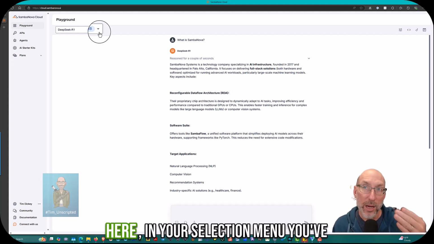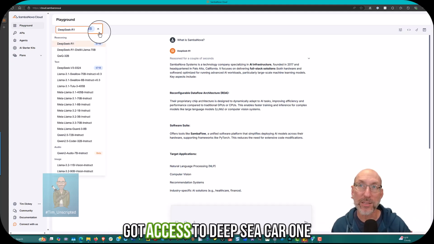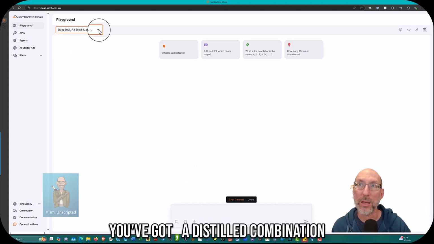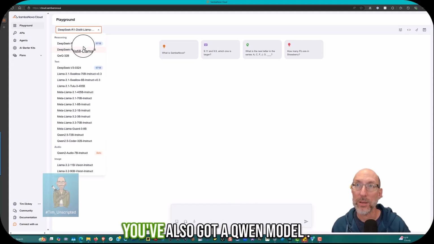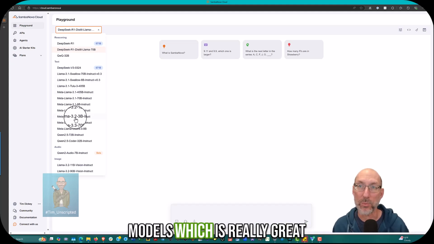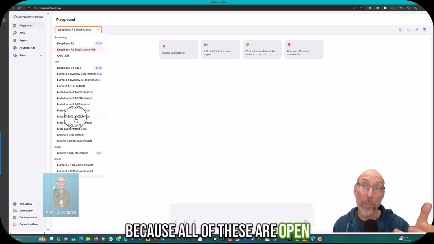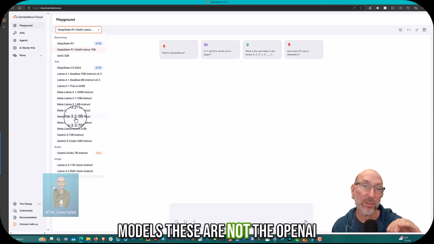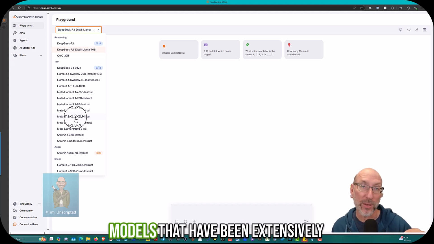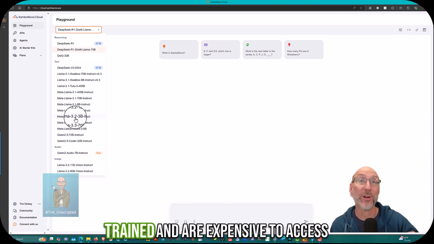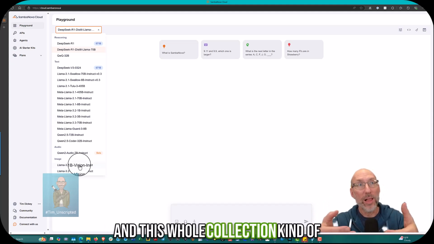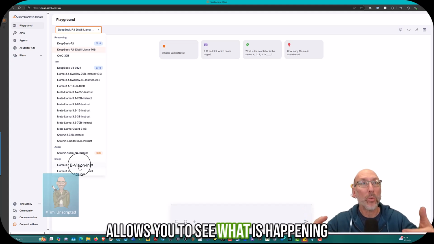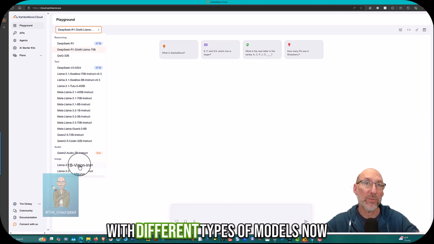So here in your selection menu, you've got access to DeepSeek R1. You've got a distilled combination of DeepSeek as well as Llama. You've also got a Qwen model. You've got a handful of Llama models, which is really great because all of these are open models. These are not proprietary models. These are not the OpenAI models that have been expensively trained and are expensive to access. And this whole collection kind of allows you to see what is happening with different types of models.